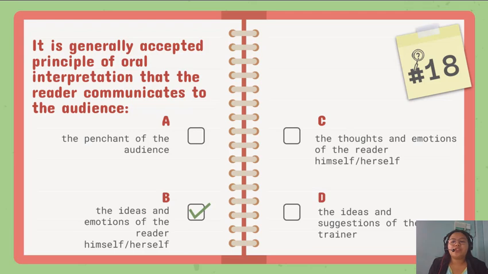In relation to question 17, the reader or performer must embody the ideas and emotions of the piece through his or her performance.